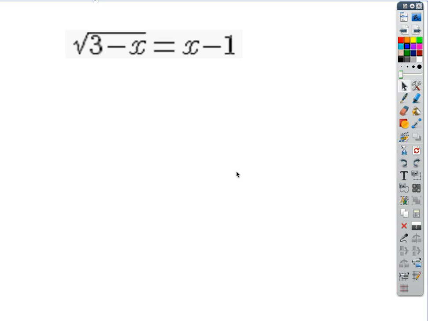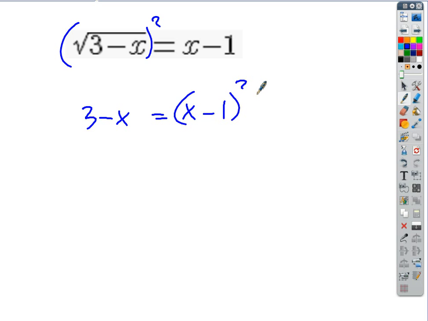So if I square both sides, what's going to happen to this side? What is the square root of 3 minus x, squared? 3 minus x. That undoes the radical. On this side over here, I get the quantity x minus 1 squared. Now that's starting to look normal. That just looks like a quadratic equation, right? When I square this out and add up the like terms, on this side, I'm just going to get x squared minus 2x plus 1 if I FOIL that out. And over here, we get our 3 minus x.